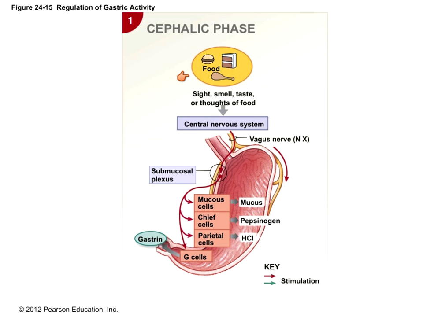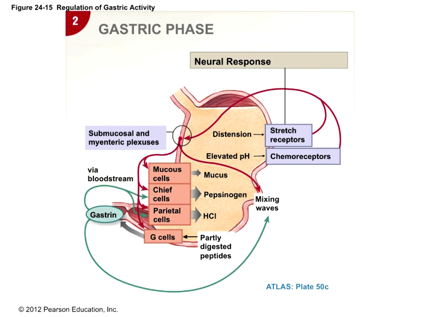So the vagus nerve is going to send information to the cells of your stomach so that your cells will make mucus, and we're making mucus to protect it from the pepsinogen that you're going to make at your chief cells, and more importantly to protect it from the hydrochloric acid that's going to be made from your parietal cells. You're also going to have your G cells that are going to make gastrin. And this gastrin is a hormone that's responsible and needed for other hormones to do their job in the digestive system.